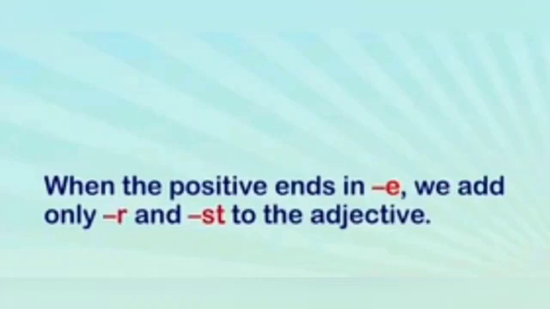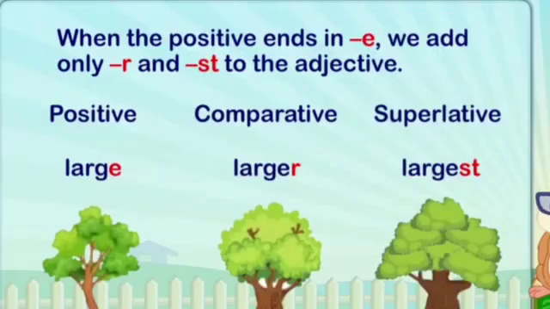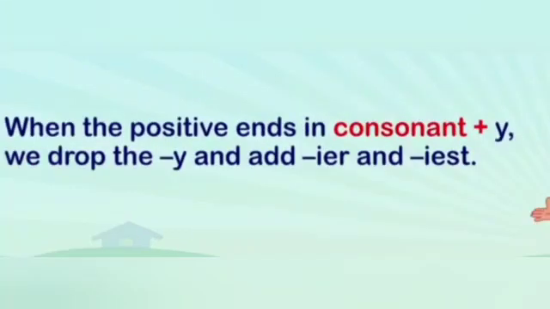Now next, when the positive ends in e, we add only r and st to the adjective. For example, large. Here you can see the spelling of large. In positive, large. Comparative, larger. And superlative, largest.